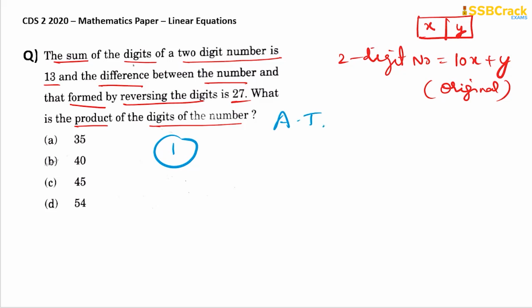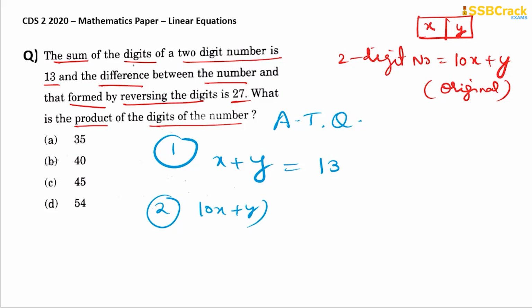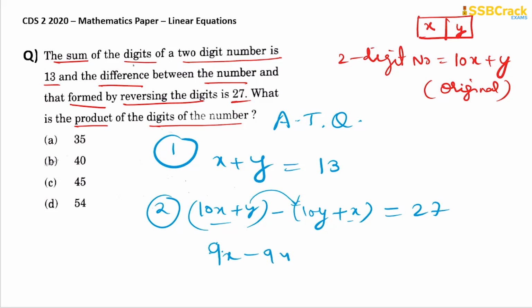So now let's come on to the first condition, the first criteria in the question. According to the question, I am writing condition number 1, that sum of digits, that is x plus y, is 13. And the second equation is the difference between the numbers. Original number is 10x plus y. Its difference with 10y plus x, that is the number obtained by reversing the digits, is given to be 27. Let's simplify. It's 10x minus x, 9x. Y minus 10y, it's minus 9y equals 27. See, divide by 9 to get the equation, x minus y equals 27 divided by 9, that is 3.